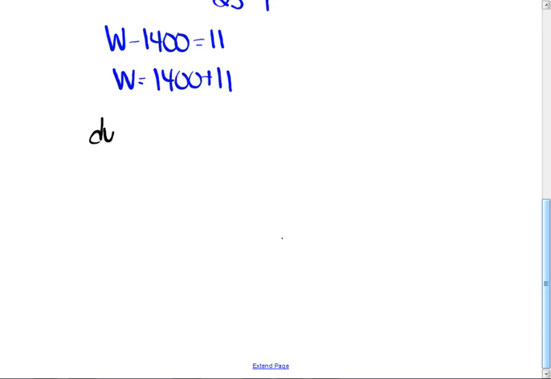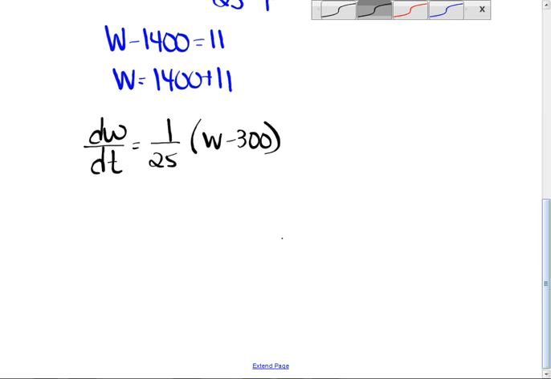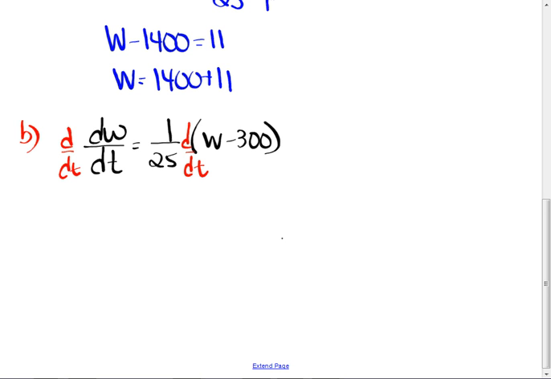dw/dt, and hopefully we'll get this right now, is w minus 300. Well, I think I asked you to finish this, didn't I? Let's take the derivative with respect to time. It's still the same problem, it's just part B, which I should have copied and pasted in there because actually it's important.